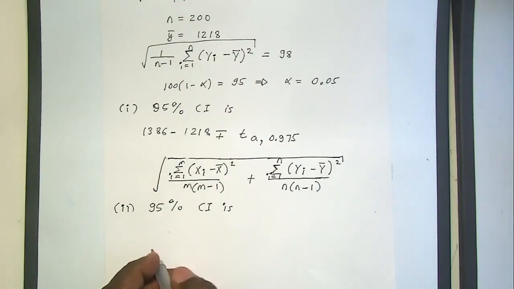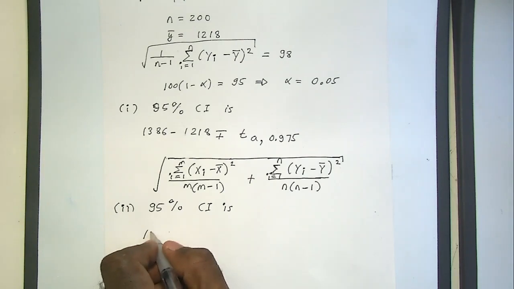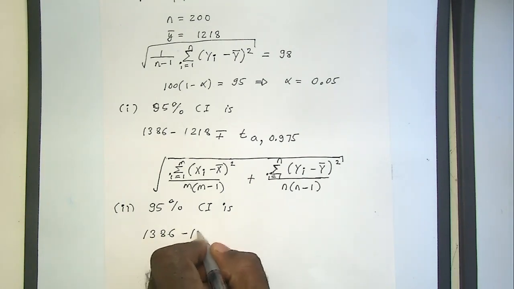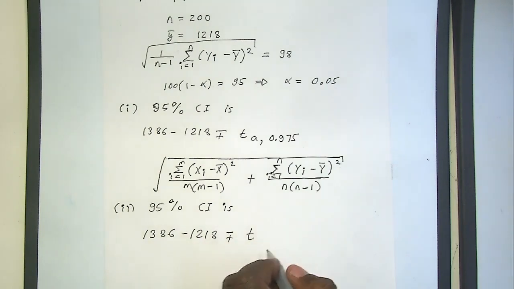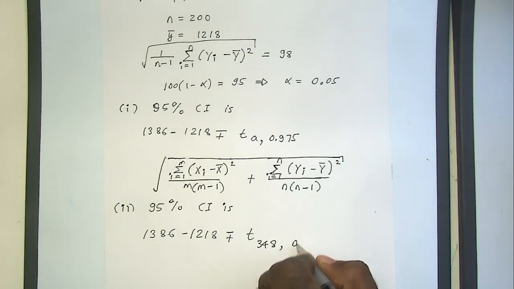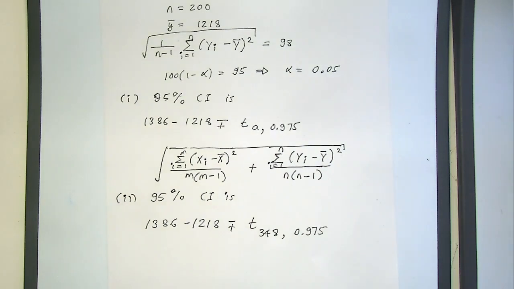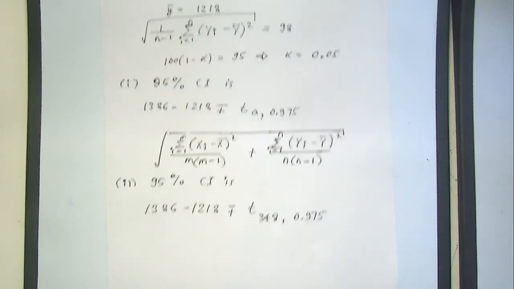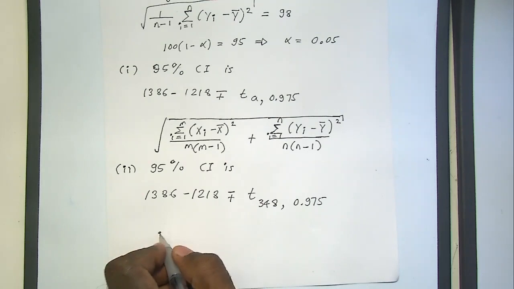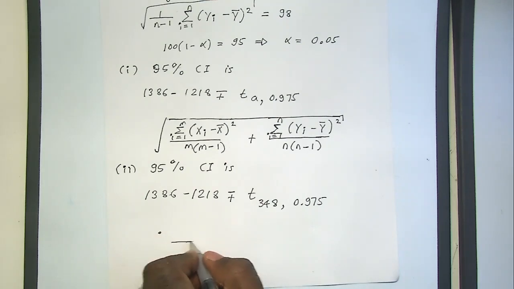So it will be, m plus n minus 2 is 348, at 0.975. You can read this from the table. You guys have the table in front of you. If you don't have a table in front of you, let me know. You should be able to read this, and multiplied by this nasty expression.